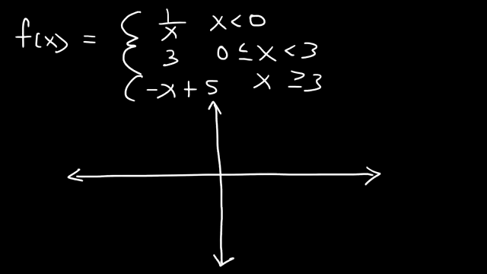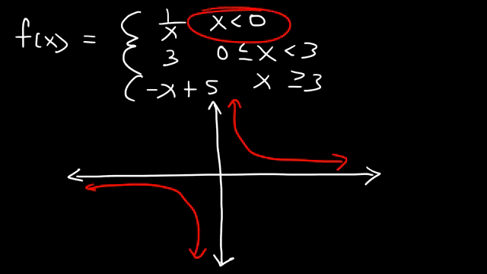So 1 over x looks like this. It's negative on the left side, but positive on the right side. So that's the graph of 1 over x. Now we only need the portion where x is less than 0, so we only need that portion of the graph. So let's get rid of this stuff on the right.